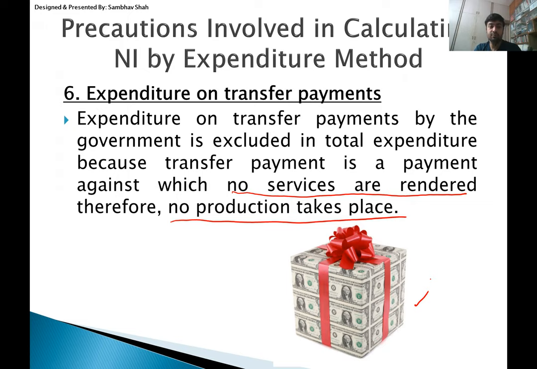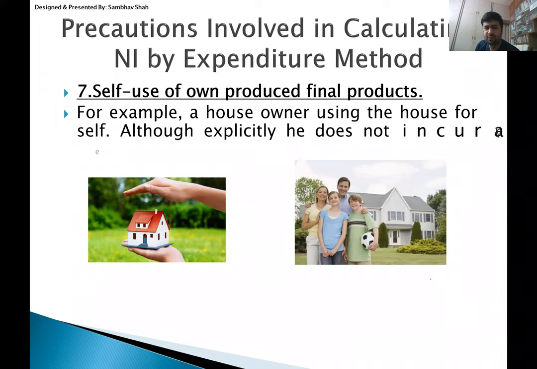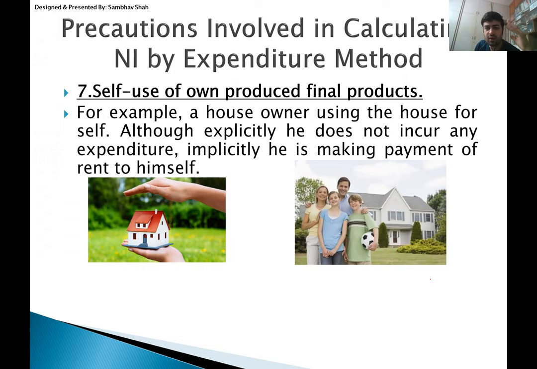And last, the seventh, self-use or own produced financial products. Aap khud hi produce kar rahe ho aur khud hi use kar rahe ho, ya apna hi ghar apne upyog mein le rahe ho, right? Such kind of things. For example, a house owner using the house for self, although explicitly he did not incur any expenditure. Dekhne mein lagega ki koi bhi kharcha nahi ho raha hai, right? But implicitly, in an implied way, he is making a payment of rent to himself. Aisa mana ja sakta hai ki wo apne aap ko hi rent de raha hai, apne aap ko hi bhada de raha hai, right?